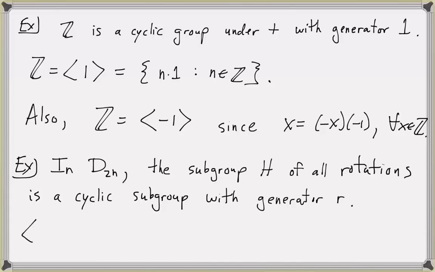So let's note this as R with angle brackets. So this would be the identity, rotation R squared, all the way up to R to the power n minus 1. So every one of these powers of R is a rotation, and this set actually forms a cyclic subgroup of D2n. Next, we'll prove some properties of all cyclic groups.